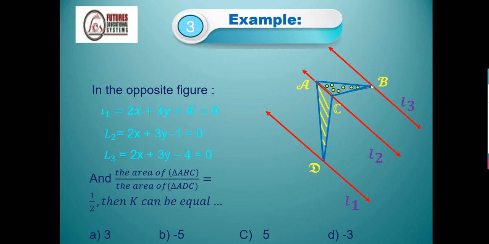Therefore, the ratio between the height of the first triangle and the height of the second triangle equals 1 to 2. How about the height? The height is the distance between L2 and L1, the perpendicular distance between L2 and L1. That's H1. And the second height, the perpendicular distance between L2 and L1.